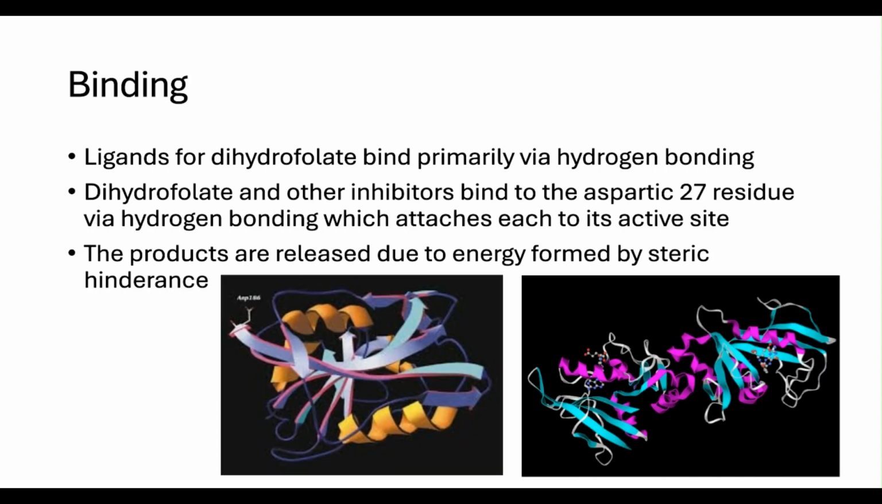So for the protein itself, most of its interactions within its domain are hydrogen bonding and hydrophobic interactions. But for the ligands, they bind primarily via hydrogen bonding. Those exact hydrogen bonds will be shown later, and how it compares to inhibitors. The dihydrofolate has 2 places where it can hydrogen bond, and it will hydrogen bond to this aspartic 27 residue, which is in this area.